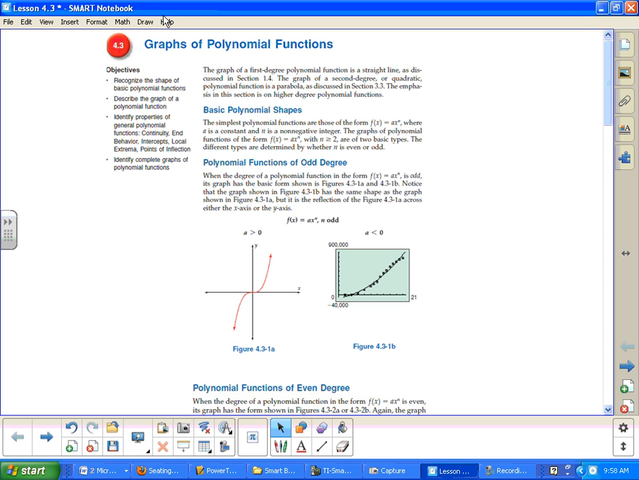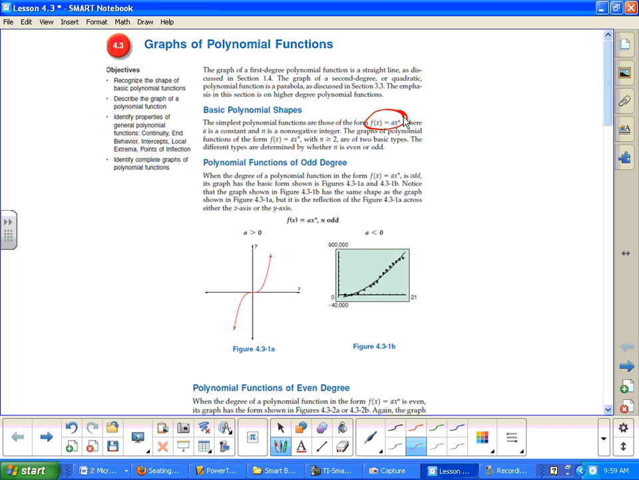Okay, graphs of polynomial functions. The basic polynomial shapes: we're talking about the simplest form, and we're talking about situations where we would have f of x equals ax to the power of n, where a is a constant and n is non-negative. So we want to remember some specific things about them.